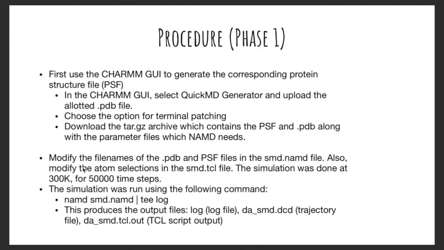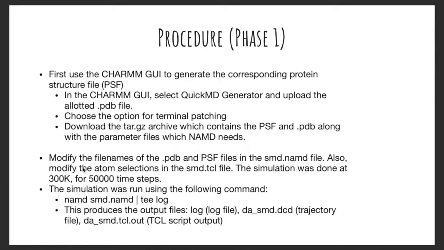So starting off with the procedure of phase 1. First we use the CHARMM-GUI to generate the corresponding protein structure file for the protein molecule allotted to us. The protein ID allocated to me was 4H6S_A. Using this PDB file, we had to proceed with the following steps.